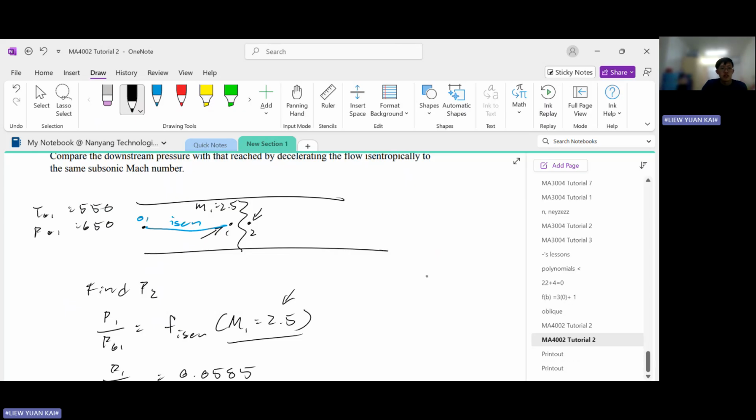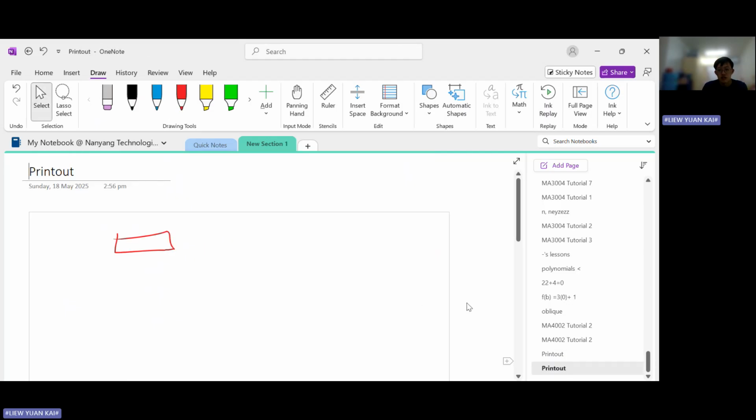How? You see, what kind of process joins point 1 to point 2? Is it an isentropic flow? No, right? It is a shock. This is a normal shock. So in order to relate the properties between 1 and 2, we need to go to the shock table, not the isentropic flow table. Make sure when you use the tables, you use the correct tables. So let's go to the shock tables.